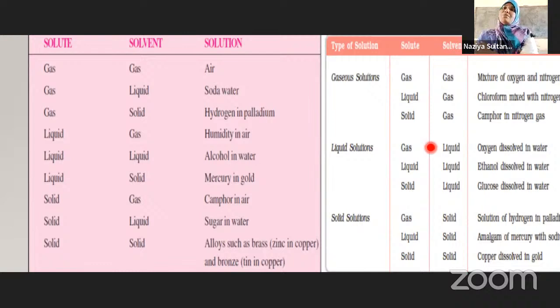Next one is solid in gas. Just now we have seen, only here one or two examples are different. So camphor in nitrogen gas.